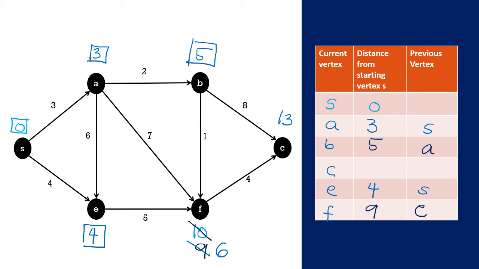So we will now write for C, the distance is 13. The previous vertex is B, right? And then for F, now the distance is 6. I will erase that.